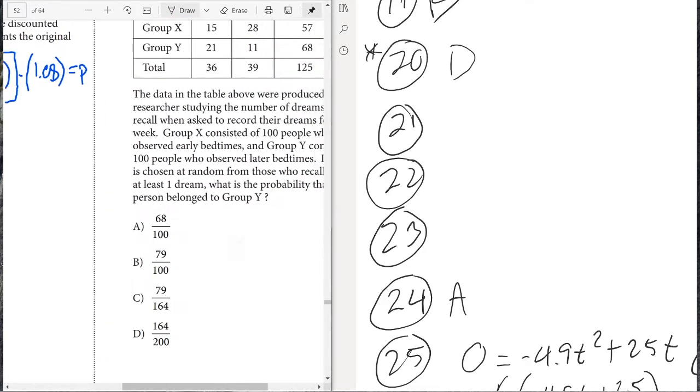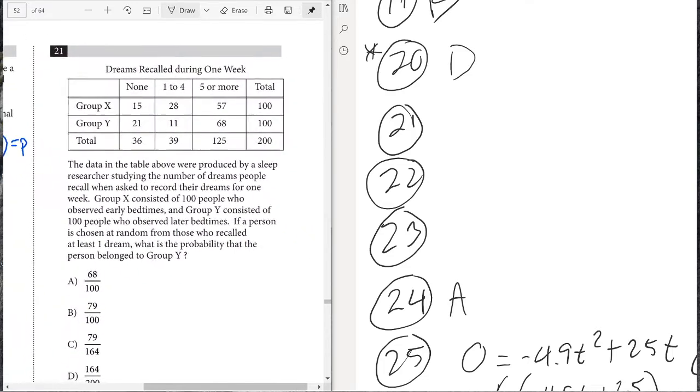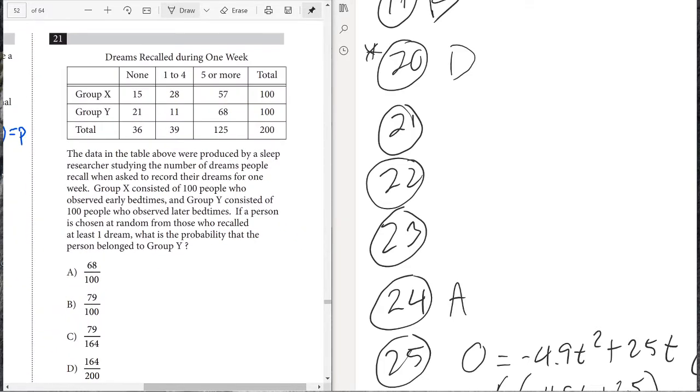All right, where's 21? Oh, yeah, that's why I skipped it. All the words. Dreams recalled during 1 week. Group X, group Y, and total. None, five or more, total. Okay, data. A sleep researcher deciding the number of dreams people recall. Group X, okay, 100 people who observed early bedtimes. Group Y, 100 people who observed later bedtimes. Interesting. So you have five or more, but 1 to 4 dreams. Wow, that's really weird. Some weird data.